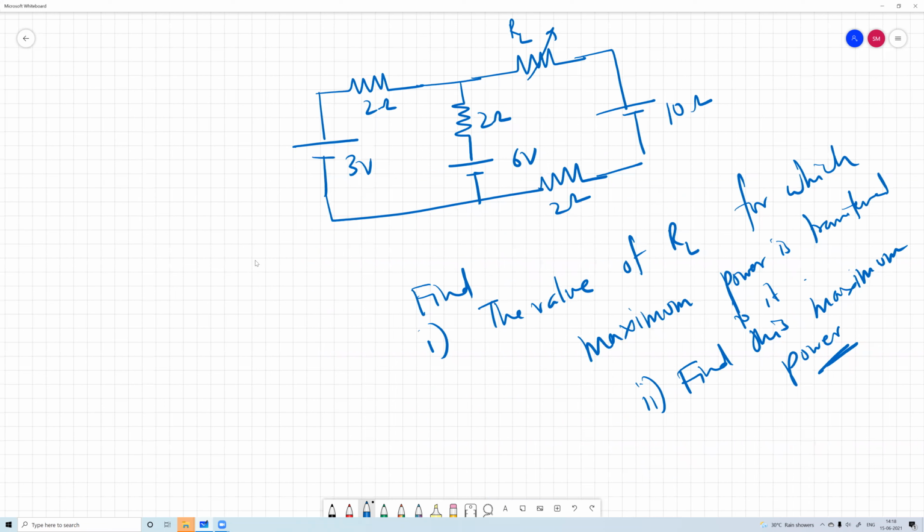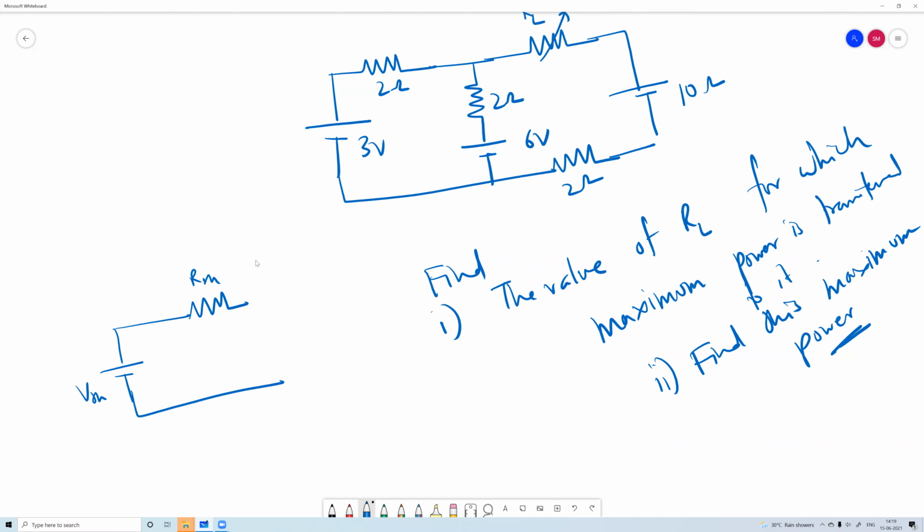Suppose it is like this. Then what would be the value of RL? Tell me. If we get the Thevenin equivalent circuit, something like this, VTH and RTH, then RL will be equal to Thevenin's resistance, RTH. All of you agree? That's what we had seen. Right? Yes, sir. Okay. So let us find the Thevenin equivalent first.